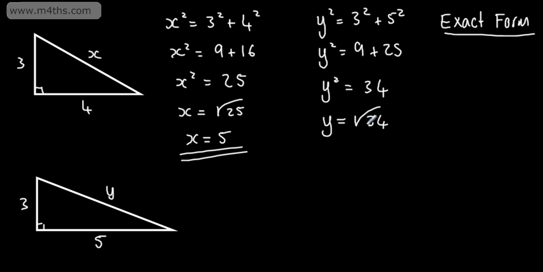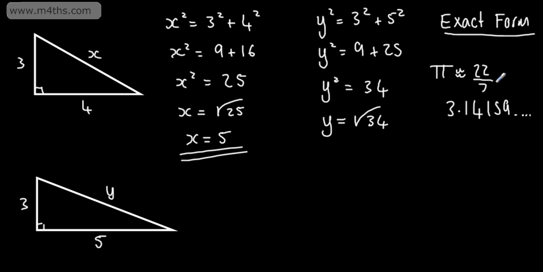A surd is an irrational number. Another example of an irrational number that you might have seen is pi. Pi is approximately equal to 22 over 7. It's not equal to that, and we couldn't express this as a fraction where we have an integer in the numerator and an integer in the denominator. It's 3.14159 and so on and so forth.